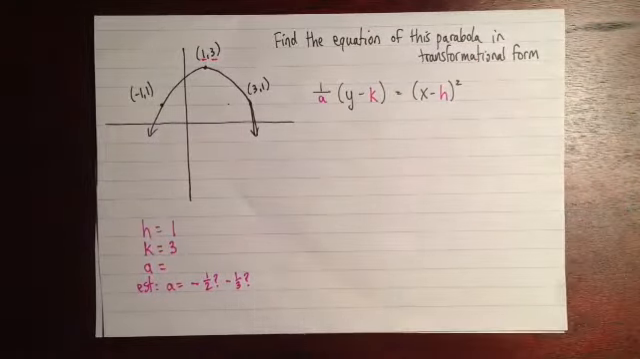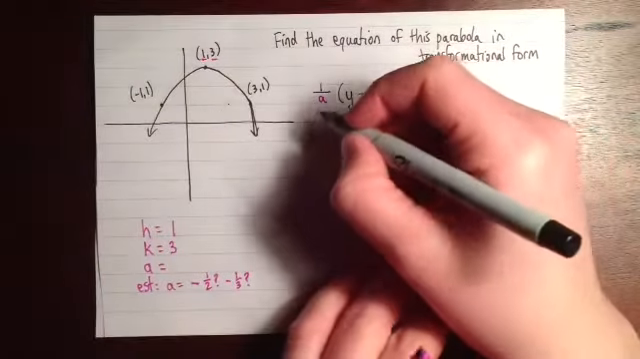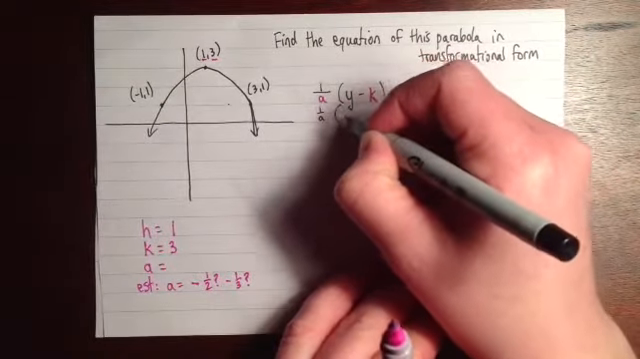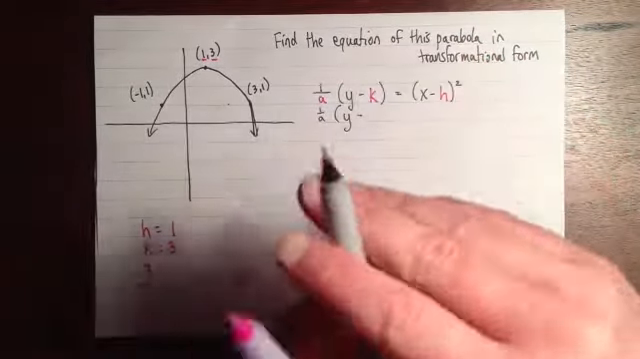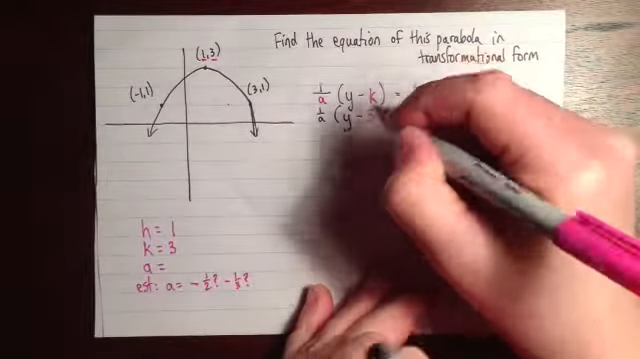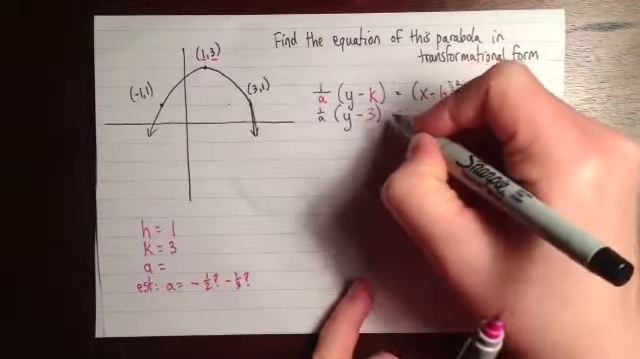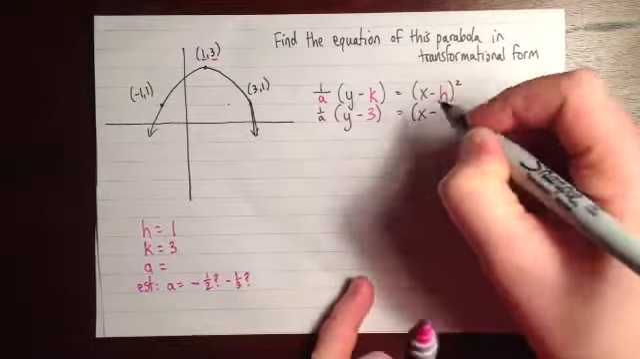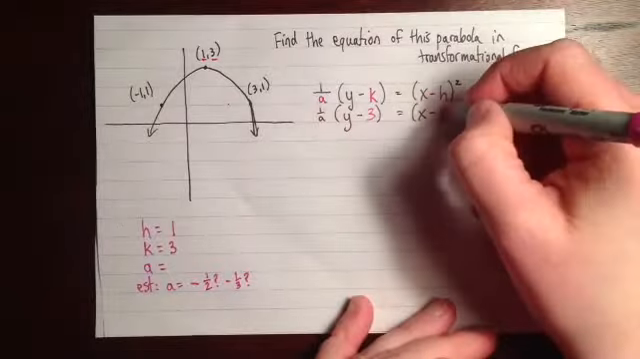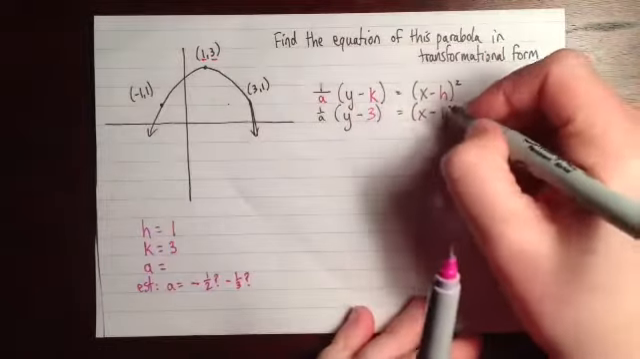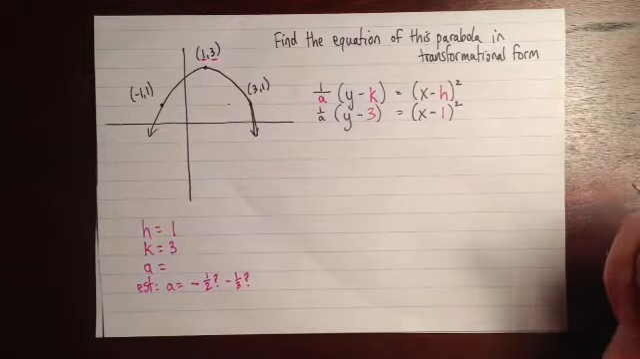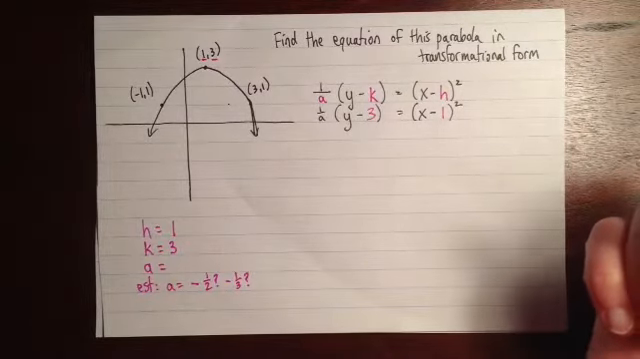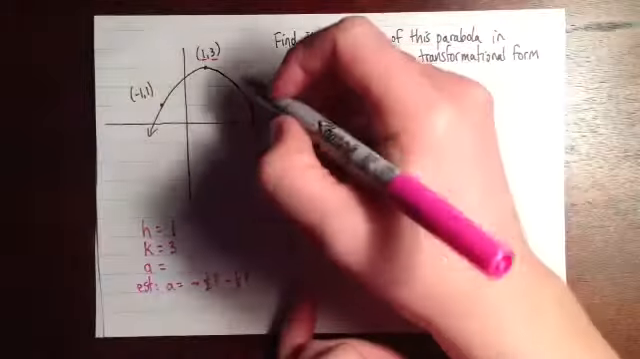Okay, so we start off just exactly the same way as before. Leave that a for a bit. Y minus k is 3. It's going to equal x minus, and h is 1. And now what we're going to do is we'll substitute one of the points. It doesn't matter which one. I'll use this one.